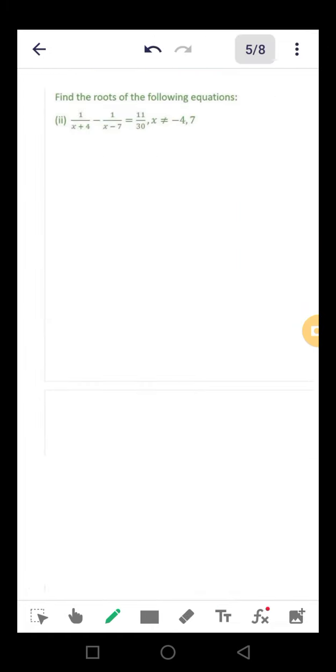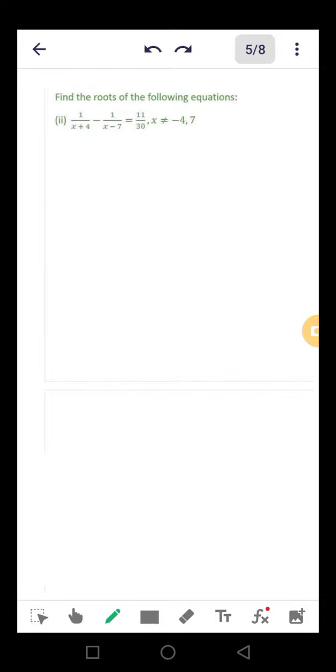Here we have 1 by x plus 4 minus 1 by x minus 7 is equal to 11 by 30. These x values should not be equal to minus 4 and 7, because if x becomes minus 4, x plus 4 becomes 0, so 1 by 0 is not defined. Nor should it be 7, because if x becomes 7, this also becomes not defined. So x values are other than minus 4 and 7.